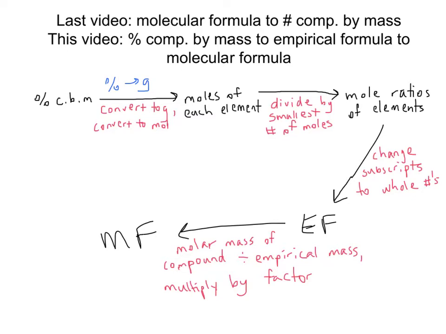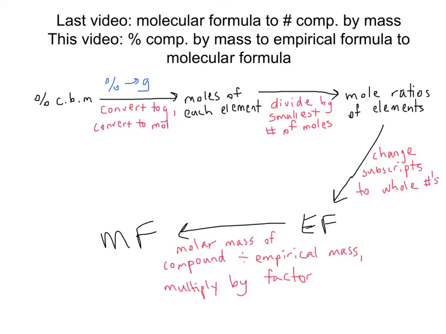How do you convert from grams to moles? That's using the molar masses. So now you have the moles of each element. To get to the mole ratios of elements, you need to divide by the smallest number of moles. And that'll get you to the mole ratios. And then to go from the mole ratios to EF, which is my abbreviation for empirical formula, you need to change the subscripts to whole numbers. Hopefully they will be really close to whole numbers. You'll see how that works.